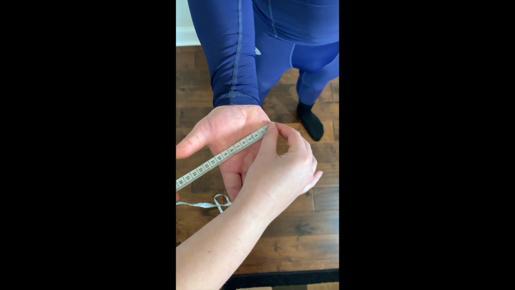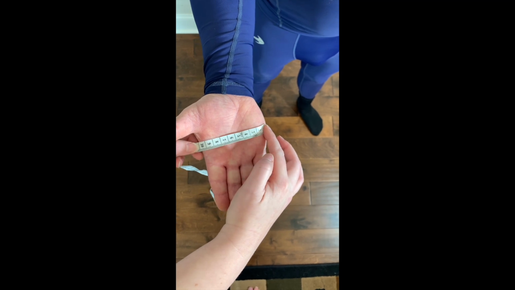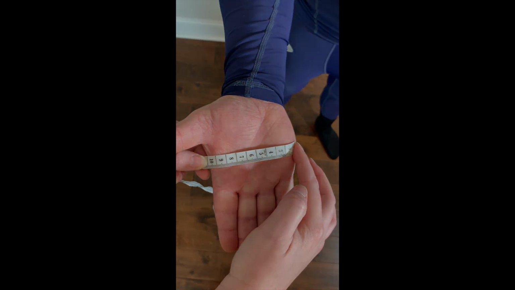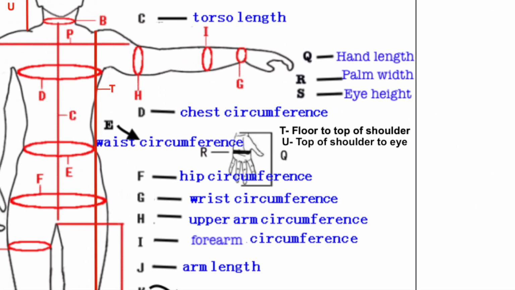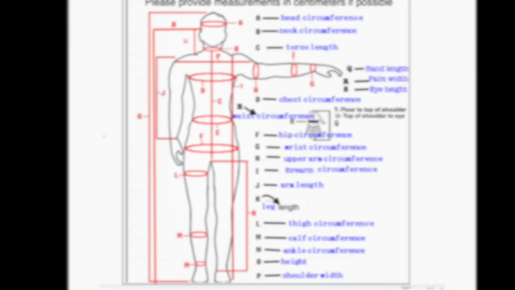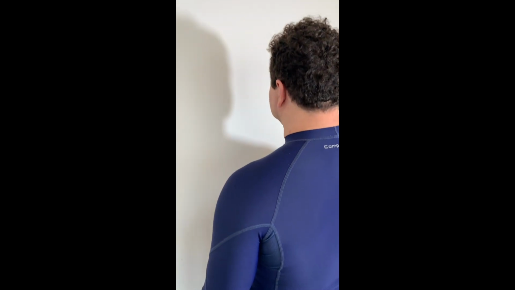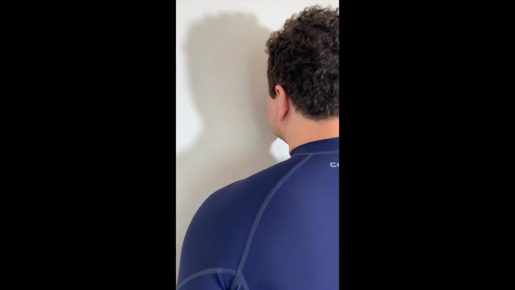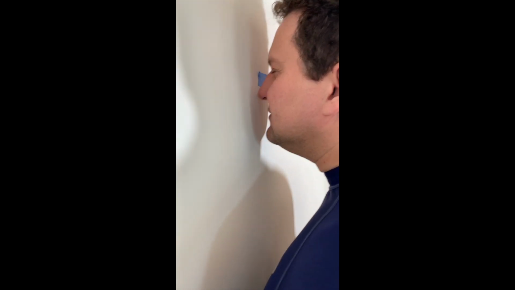R is your palm width. Make sure to measure from one far side to the other of your palm using the widest portion of your hand. S is eye height. We find it useful, like we did with the full body height, to mark your eye position on a wall with a piece of tape and then measure from that tape down to the floor.